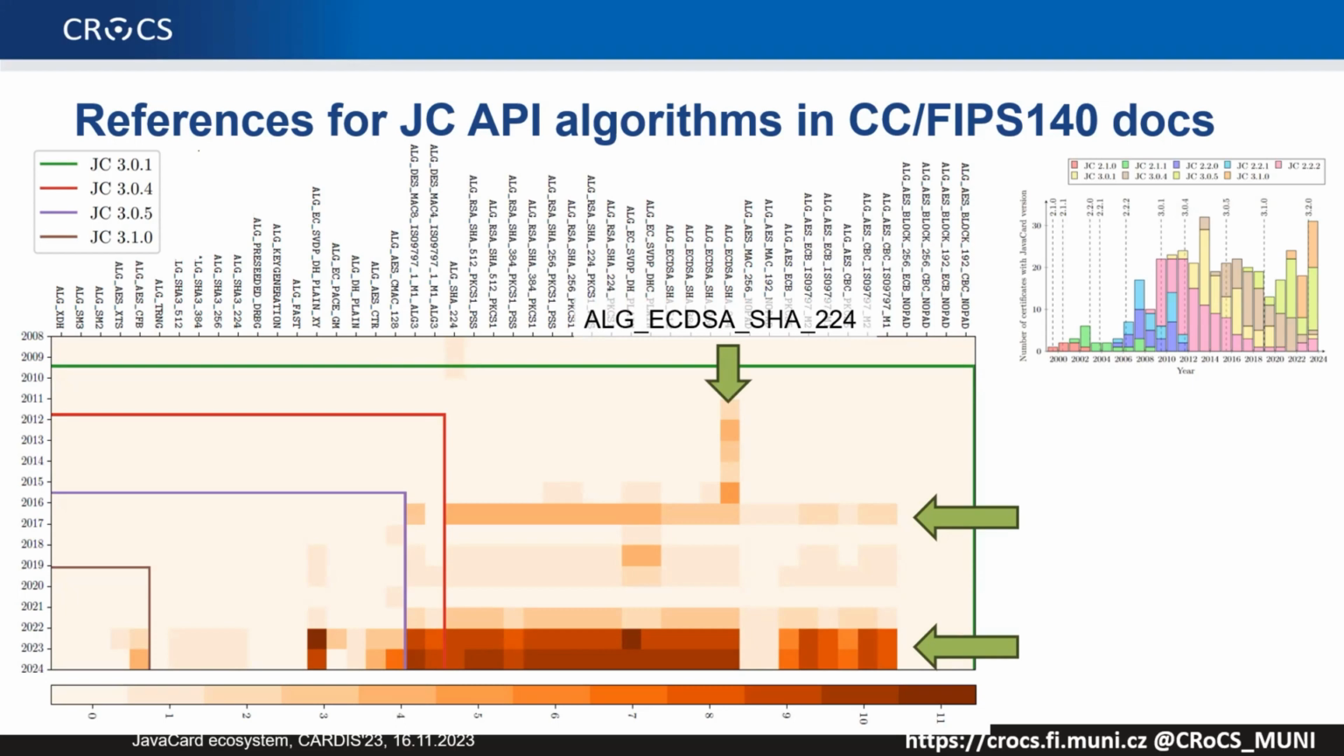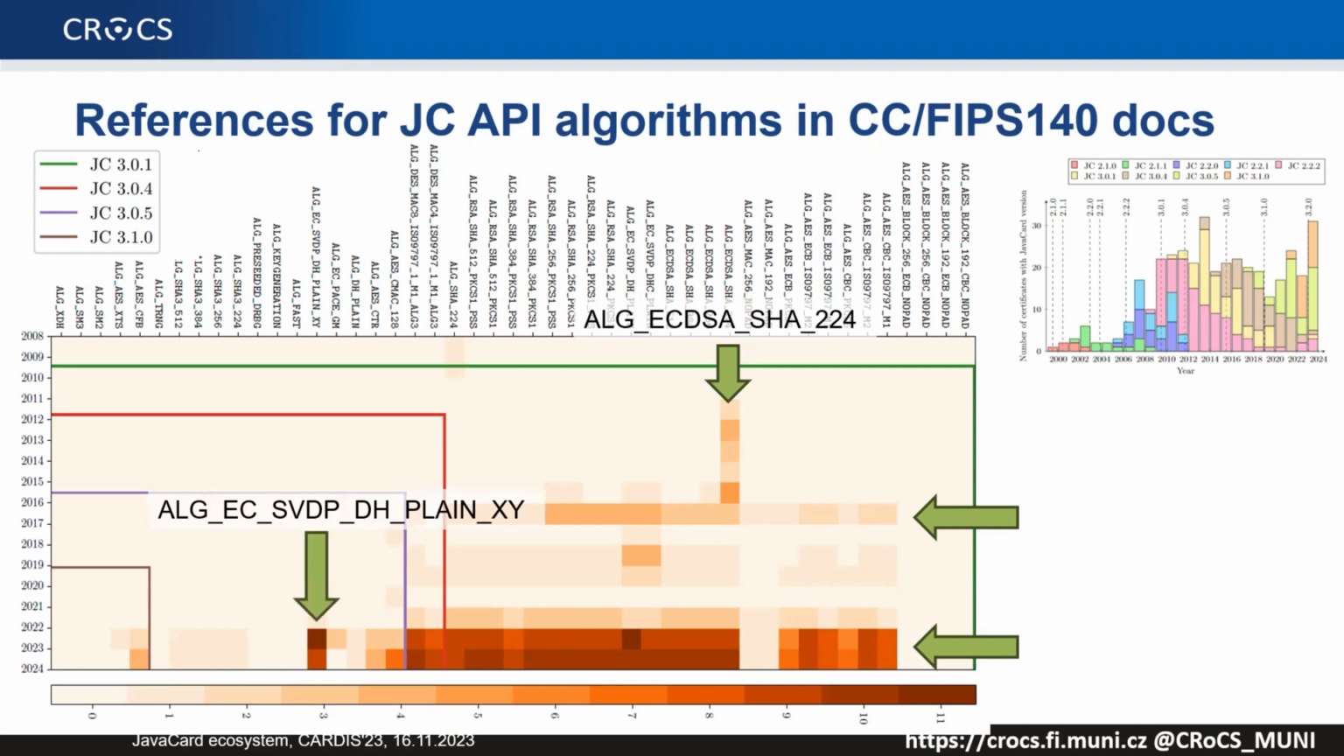In this case, it's ECDSA with SHA224 below it. The reason why it's there is likely that this is a somewhat specific SHA-2 version, so vendors feel that they need to list it explicitly. Okay, so this is my explanation.